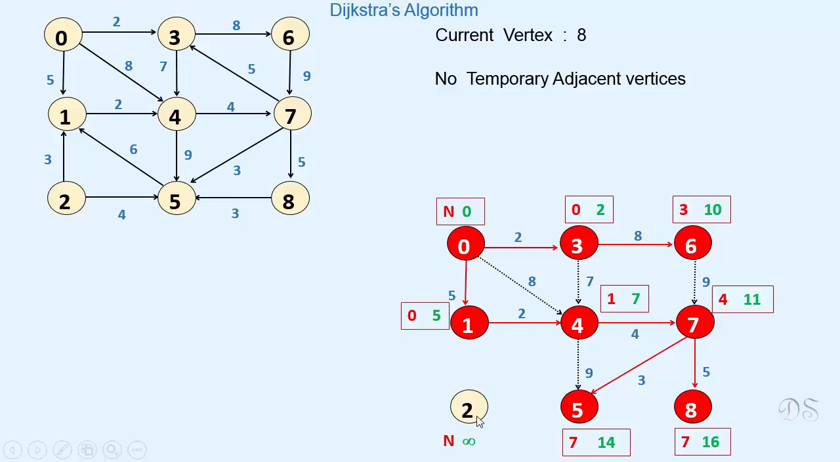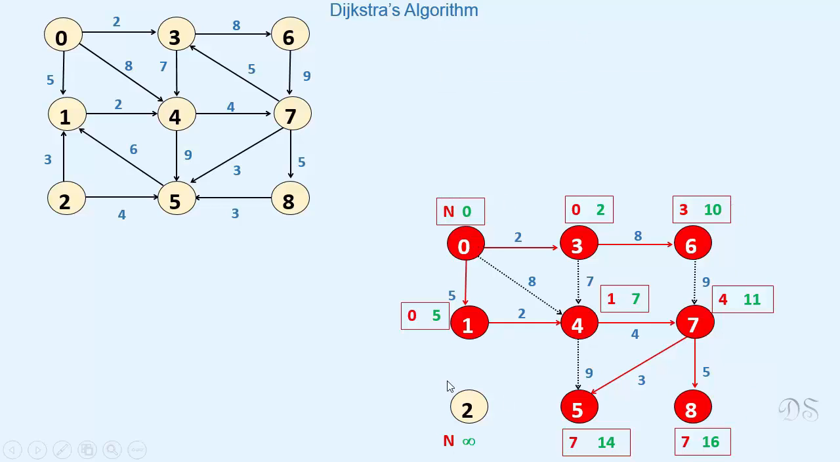Now we have only one temporary vertex left and it is path length infinity. In the previous lecture, we had learned that the algorithm stops when either there are no temporary vertices left or all the temporary vertices that are left have path length infinity. Now we are left with one temporary vertex and it is path length infinity. So it is time to stop our algorithm. We had also learned that all the vertices that will be left with path length infinity will be those vertices that are not reachable from the source vertex. So here this vertex 2 is the only vertex that is not reachable from the source vertex 0.